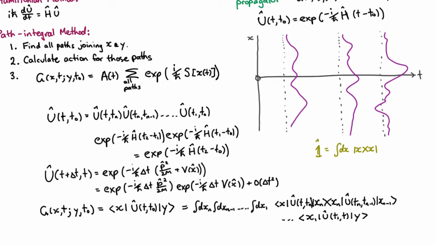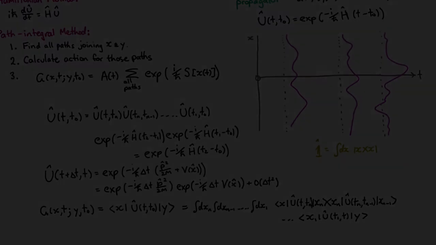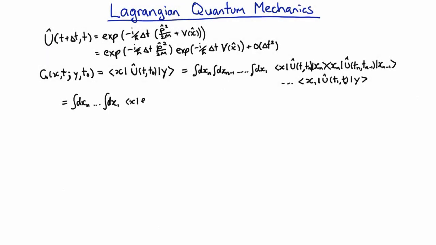we then substitute in our expression for U into each of these steps and take out all the order delta t squared terms, and we get, where delta tn is going to be t minus tn, and we go all the way down to delta t0 being t1 minus t0.